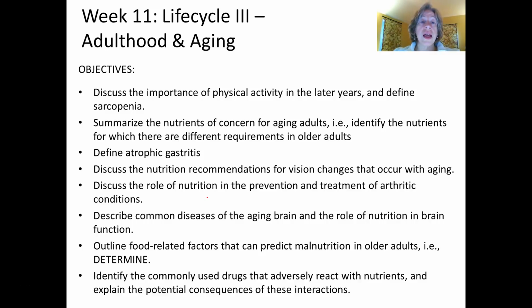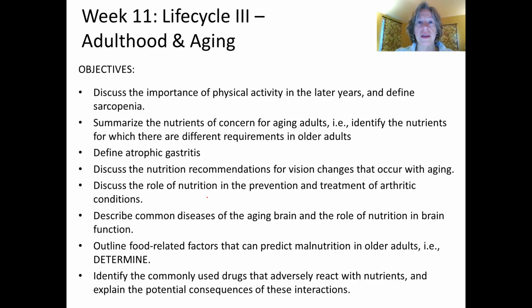Moving on to the last stage of our life, physical activity in the later years. Yes, physical activity, again, is important throughout your entire lifespan. Sarcopenia is this term that we define as muscle wasting, that is loss of lean muscle mass as we age. So in order to retain your muscle mass, you want to work those muscles, and that's why physical activity is important, even a little bit. Nutrients of concern for aging adults.